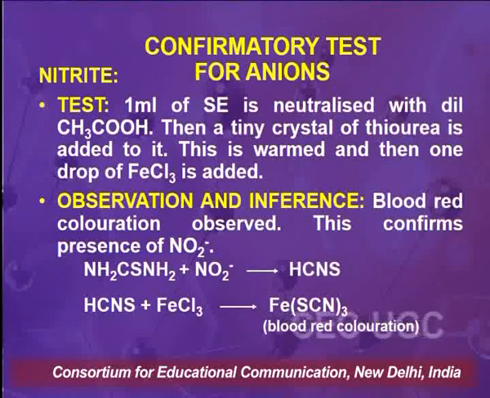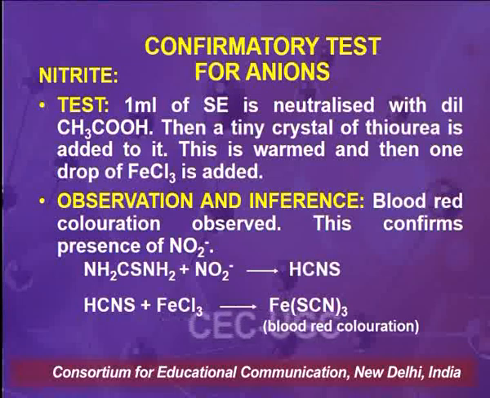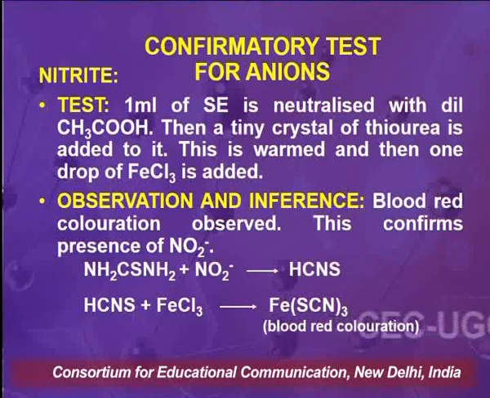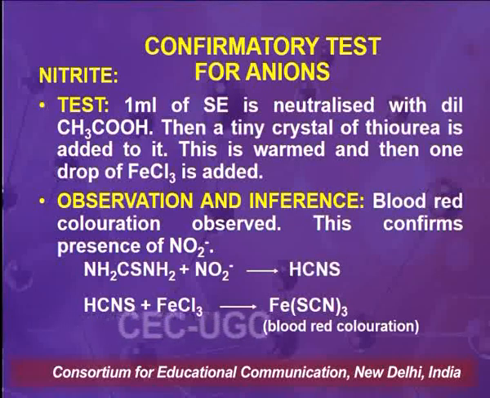The further ion is the nitrite ion, following the systematic analysis. For the detection of this ion, 1 ml of soda extract is neutralized with dilute acetic acid. Then a tiny crystal of thiourea is added to it. For the neutralization of the soda extract, in this case, acetic acid is used as the neutralizing acid, since thiourea, which has to be further added, is decomposed in the presence of any mineral acid.